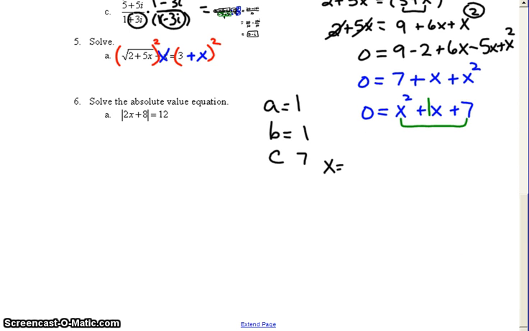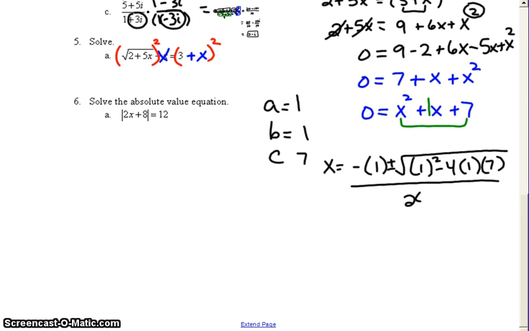So x is equal to negative 1 plus or minus the square root of 1 squared minus 4 times 1 times 7, divided by 2 times 1. I'm going to calculate the discriminant first. 1 squared is 1. 4 times 1 is 4, times 7 is 28. 1 minus 28 is going to give me a negative 27.